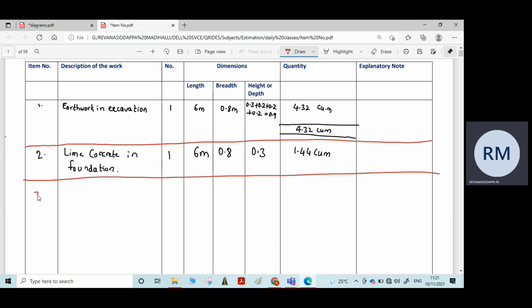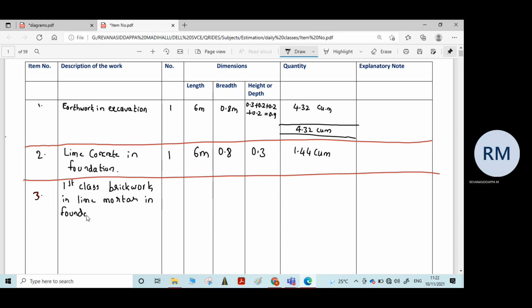Then what next? Next is first class brickwork in footing as well as the superstructure. Correct? Now, initially, we will calculate first class brickwork. You write here first class brickwork in lime mortar in foundation and plinth.